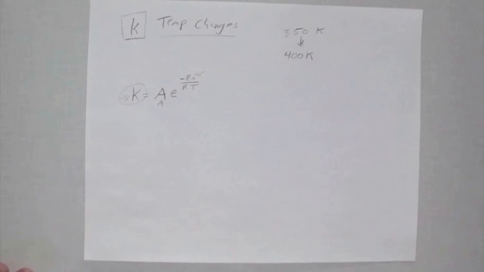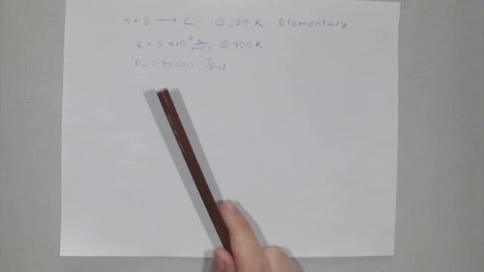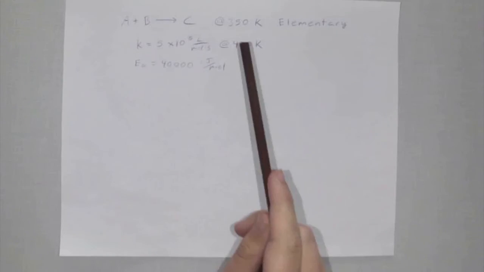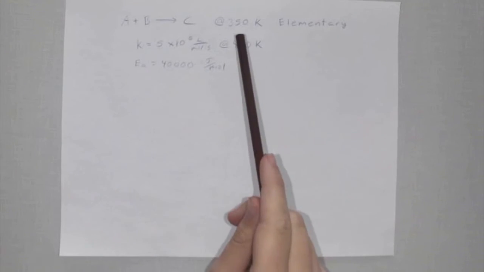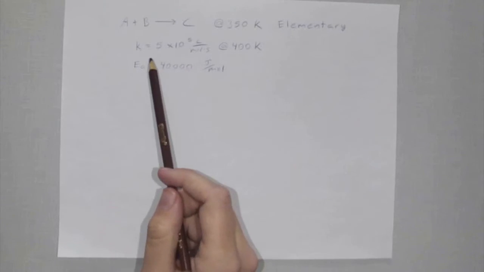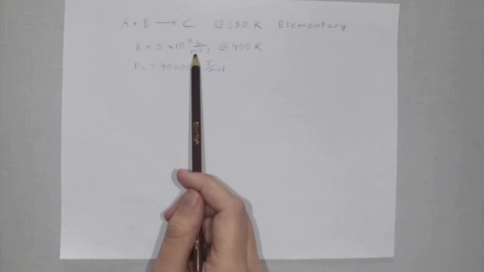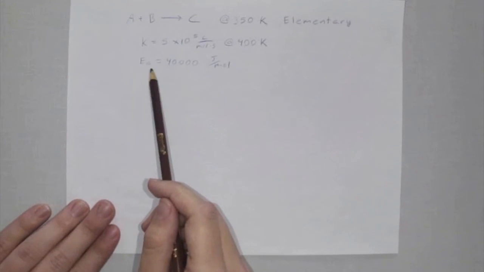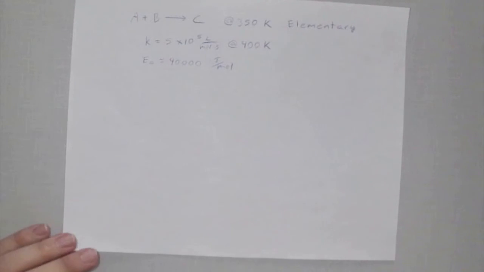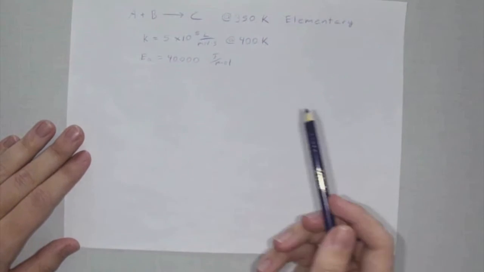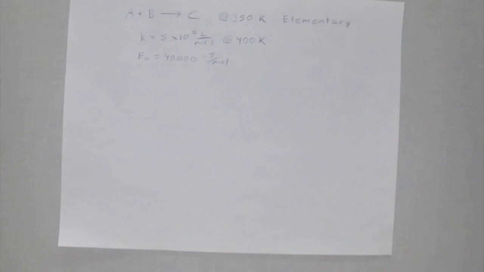So let's do an example to show you what that means. Right here, we have the reaction we'll be working with: simple A plus B yields C. We want to know its rate law at 350 Kelvin, assuming it's an elementary reaction. We have a K value here, 5 times 10 to the 5th liters per mole second at 400 Kelvin. We're also given an activation energy, and that's out of any simple literature source. So let's start by finding our rate law in terms of just generic K. We'll come back and find our K in a second.